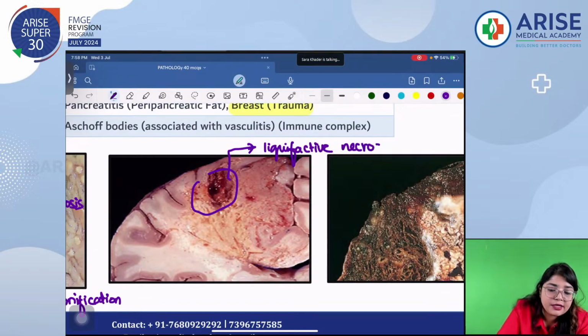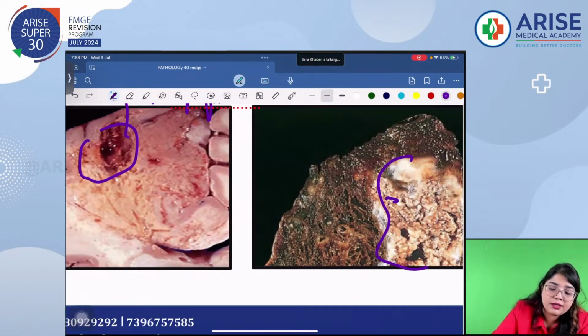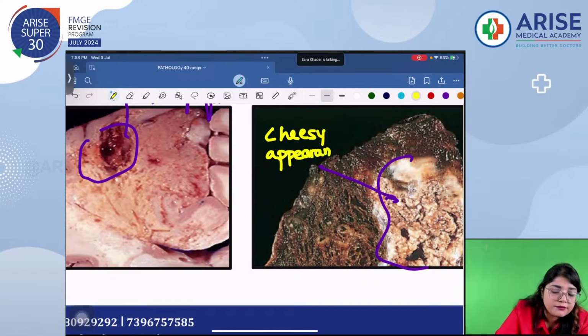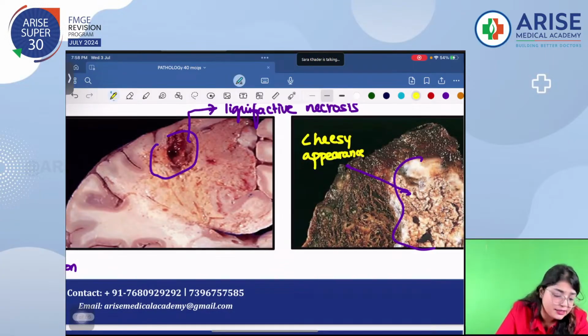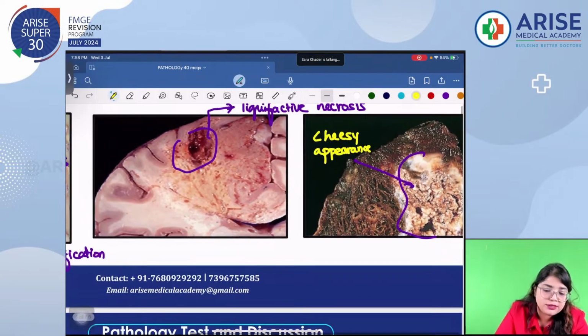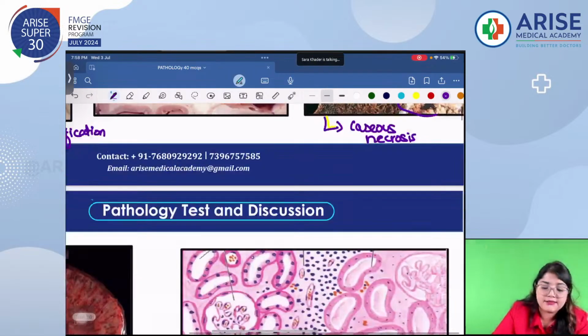Okay, this cheesy appearance, you can appreciate the cheesy appearance on the lungs. So most likely a case of TB where you have a cheesy appearance. The cheesy appearance is happening because of an increase in lipid content from the cell wall of your TB bacilli, right? So this is seen in which necrosis? Yes, this is your caseous necrosis. Very good, guys.